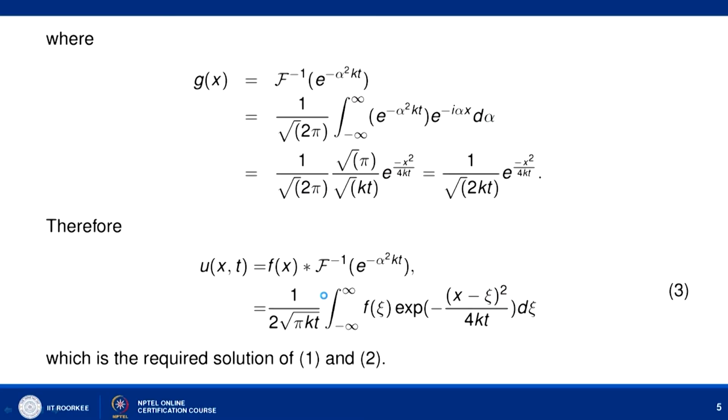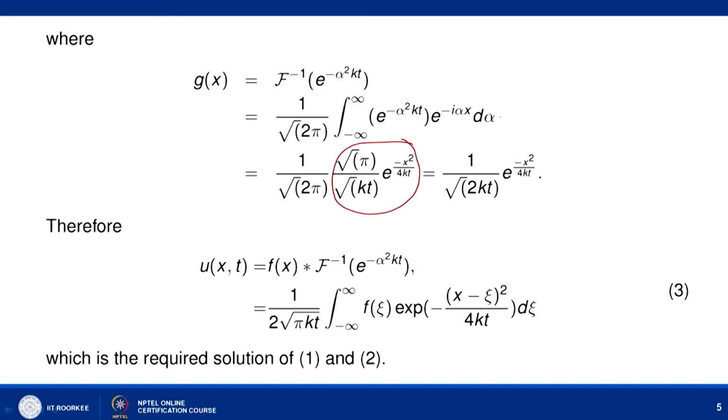So, for that we define g of x as inverse Fourier transform of e to the power minus alpha square k t. So, this I can write as 1 upon root 2 pi integral from minus infinity to infinity e to the power minus alpha square k t e to the power minus i alpha x d alpha, and we can simplify this expression, and we can say that it is coming out to be 1 upon root 2 pi times this quantity is coming out to be root pi upon root k t e to the power minus x square upon 4 k t.